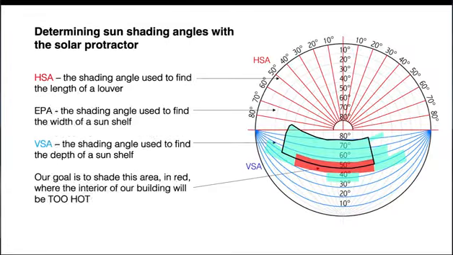What we're going to do next is find the HSA, the EPA, and the VSA. What these angles are going to allow us to do is to create an effective solar shading strategy for Nupumu on our campus and hopefully design it better than the architects did. So let's start with the VSA, and then we'll move forward from there.